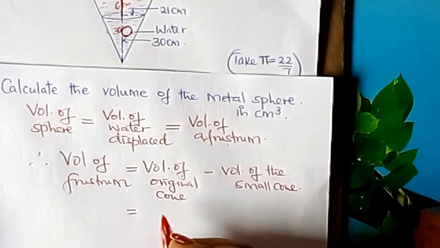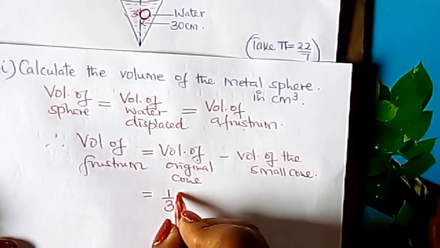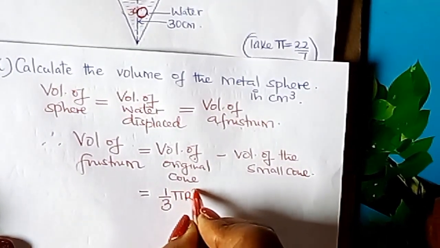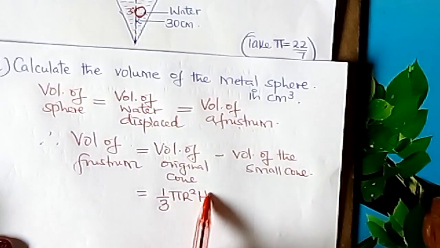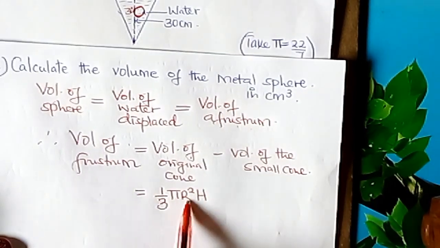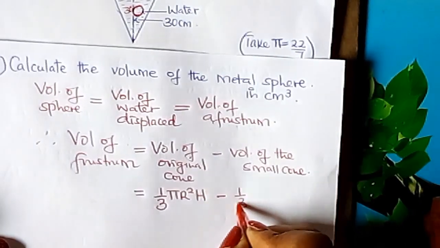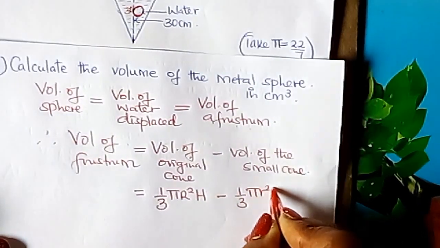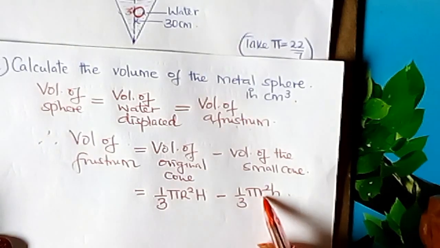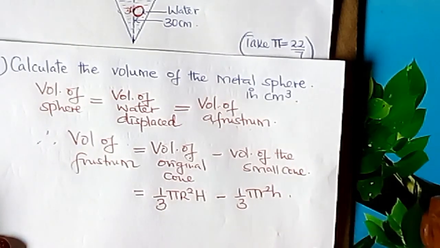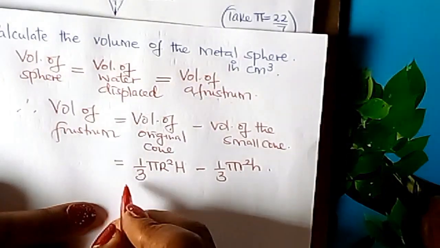Volume of a cone is generally given by a third pi r squared h. We can use capital letters for the big cone, minus a third pi r squared height for the small cone. Here we use the small letters. Then we check. We move on.